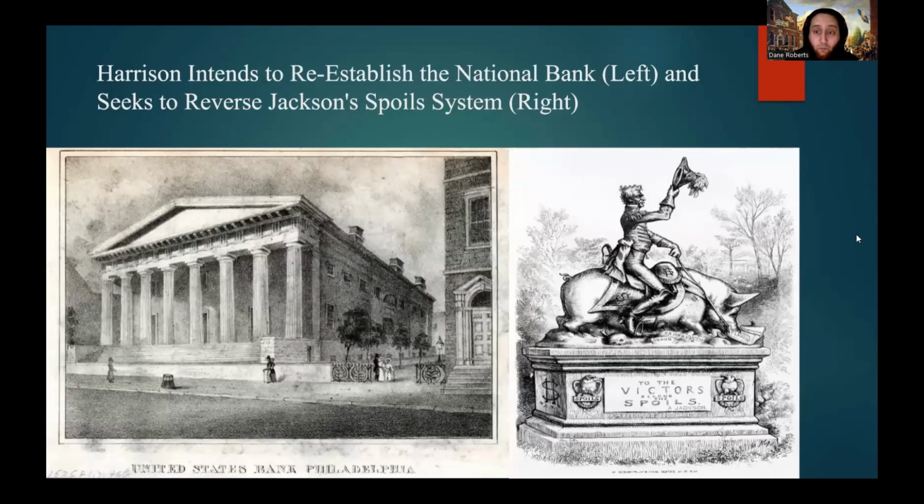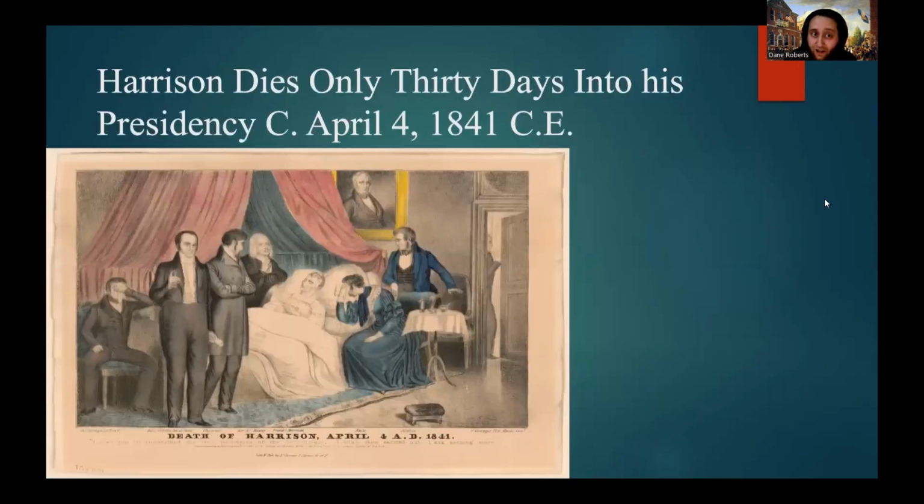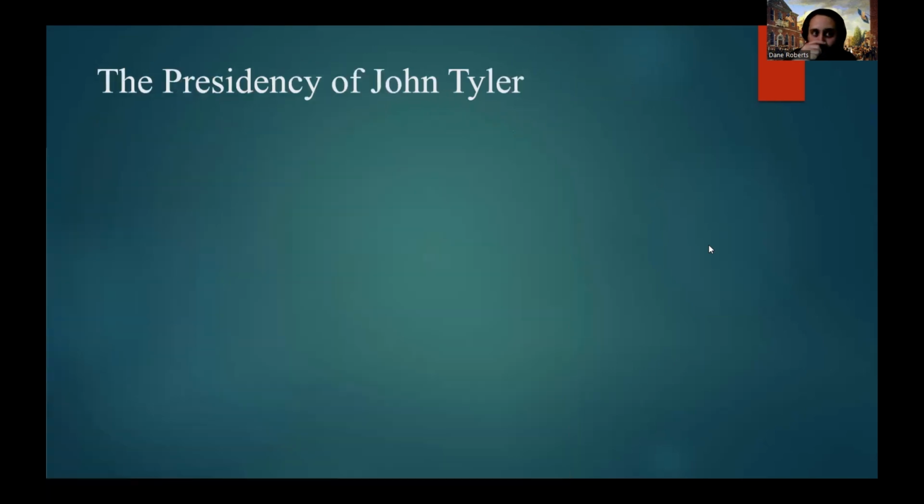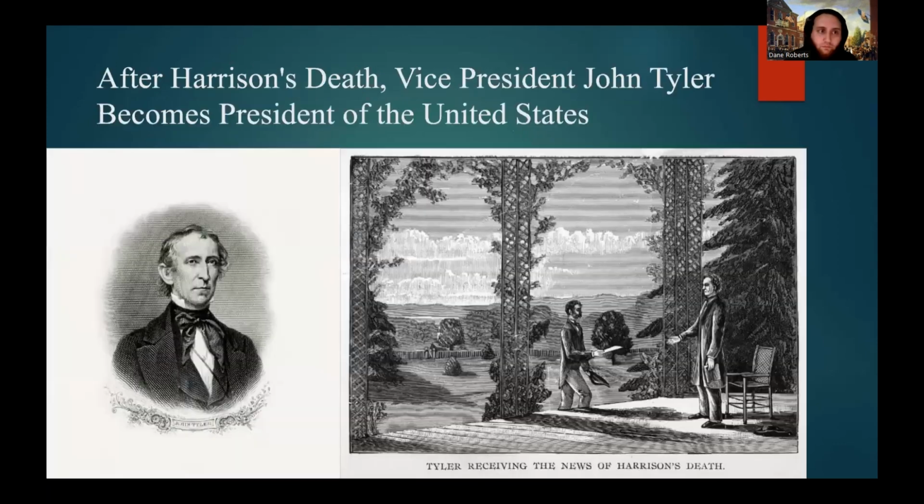Harrison, upon winning the election, had intended to reestablish the national bank and also sought to reverse Jackson's spoils system. However, he died only 30 days into his presidency on April 4th, 1841 CE. Which now brings us to our next section, the presidency of John Tyler.